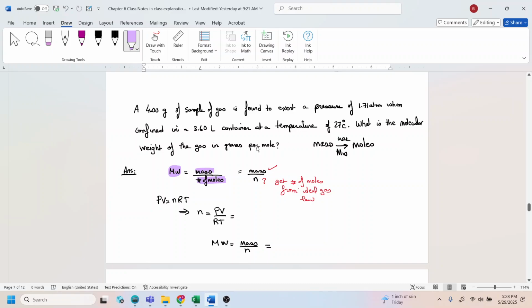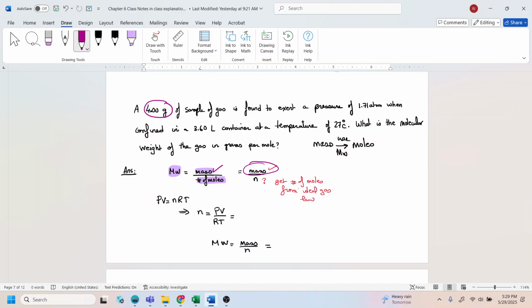And the question is to find the molecular weight. So to find the molecular weight, I would write the equation for the molecular weight, which is this. I'm already given the mass, and the mass over here is 4.00 grams. So I already have this. I'm good. Now to get the molecular weight, I need the number of moles. Where are you going to get the number of moles from? From the ideal gas law equation, which is PV equals nRT. So you have all of those over here.